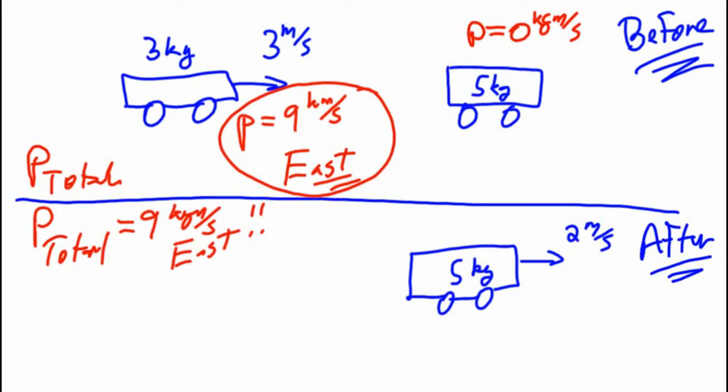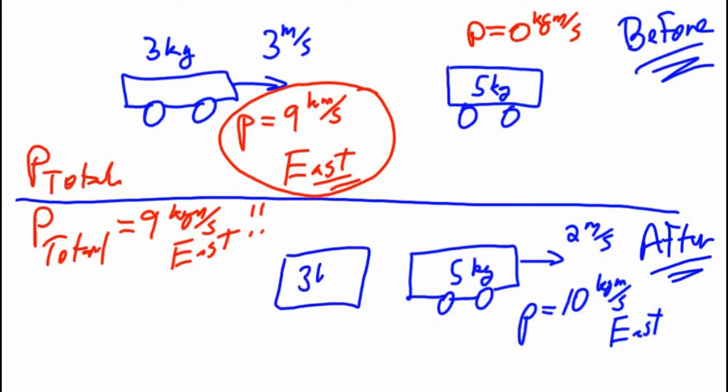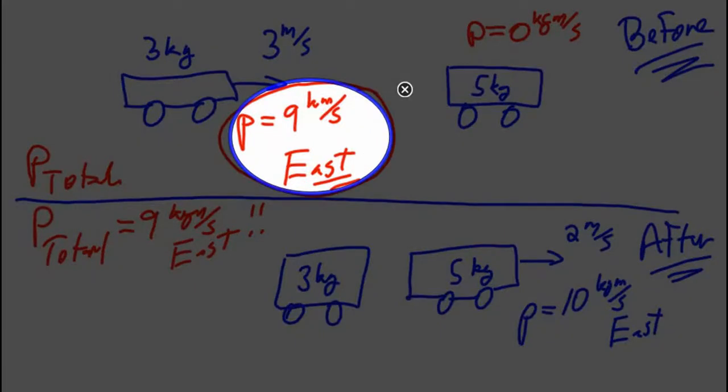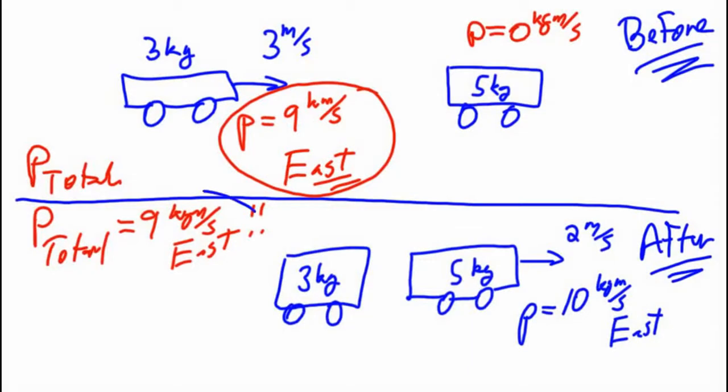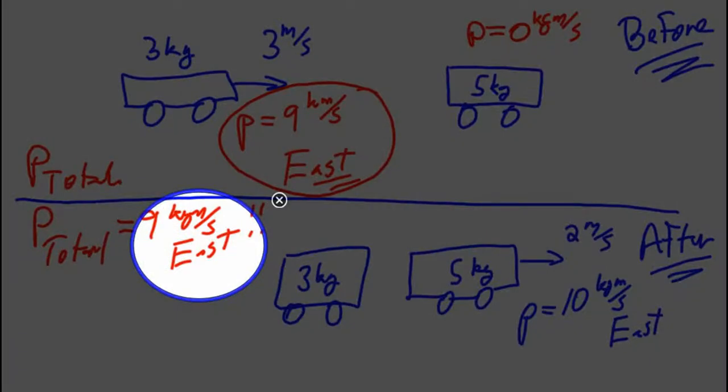But right now, it doesn't look like we have 9 kilogram meters per second east afterwards. We've got a 5 kilogram object going 2 meters per second east, so the momentum down here in our after is 10 kilogram meters per second east. It can't be that, because we have to have 9. Luckily, we have another cart here, the 3 kilogram cart that initially hit it. We've got to stop and consider what's happening. At the start, 9 kilogram meters per second east, so afterwards we've still got to have 9 kilogram meters per second east.